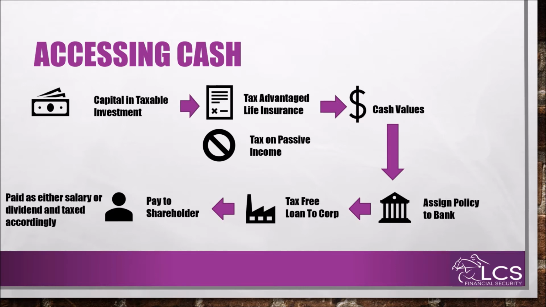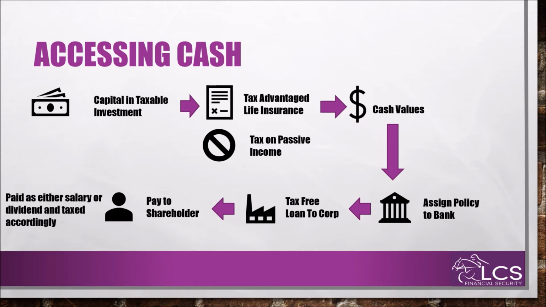Now, this is a busy diagram, but it shows how to use life insurance as a collateral loan, as collateral for a line of credit, and provide a stream of income back to the shareholder and avoid tax on passive income in the corporation.